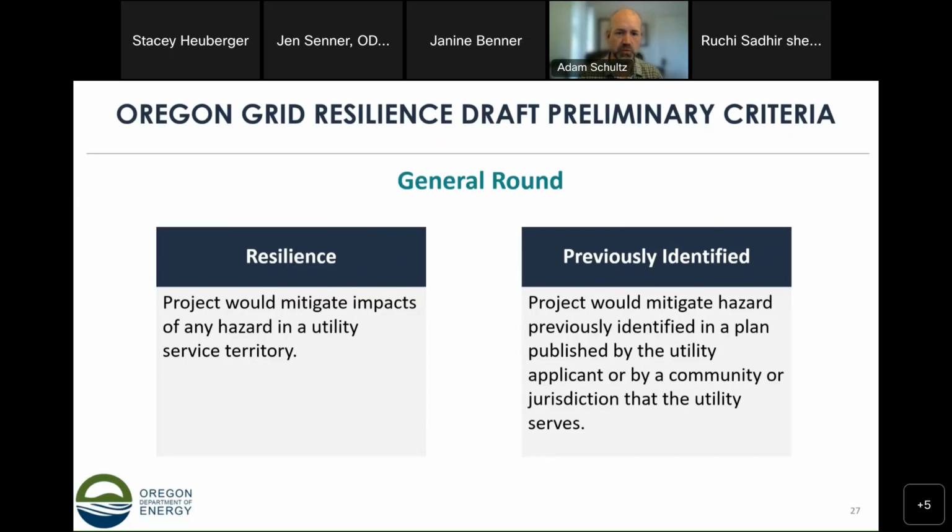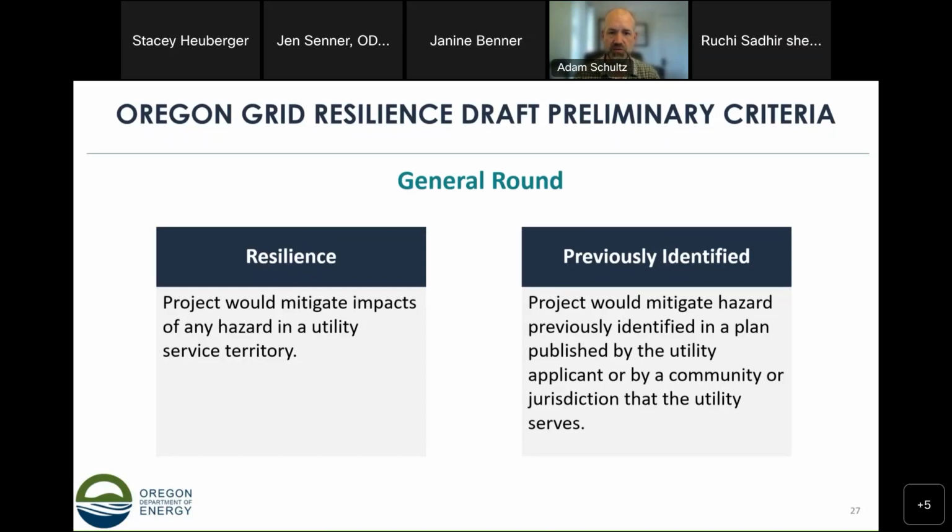So as I mentioned earlier, we do plan a priority round where only those projects that satisfy the eligibility requirements on the previous slides can apply. But assuming funds still remain, we do then plan to hold a general round with fewer restrictions, where projects could be located anywhere in the state, and we'd really be looking to the utility applicant to identify which hazard or hazards the project is designed to mitigate. And we'd be looking for the utility to identify the project in a previously published plan. So something like a utility or community energy or resilience plan, a local natural hazard mitigation plan, a wildfire plan, et cetera. So why are we proposing it this way?